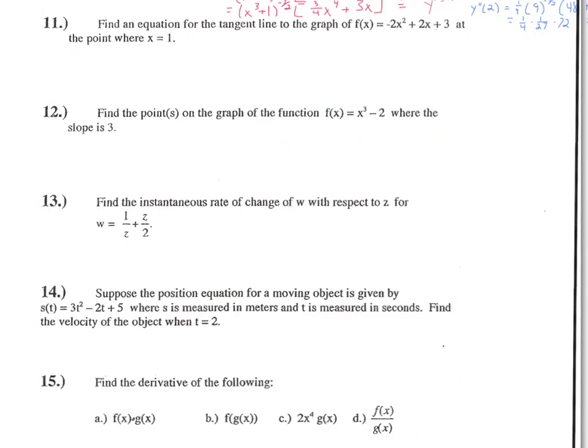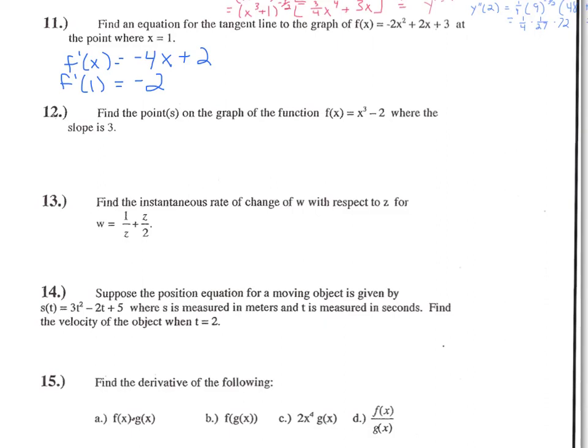For number 11, we want to find an equation for the tangent line at x equals 1. So first thing we want to do is find the slope, so we have to take the derivative. So f prime of x will equal negative 4x plus 2. And now we want to find the slope of the tangent line at 1. So we'll plug in a 1, and if we plug in a 1, we get a negative 2. So I want to use point slope form, except I only know x equals 1.